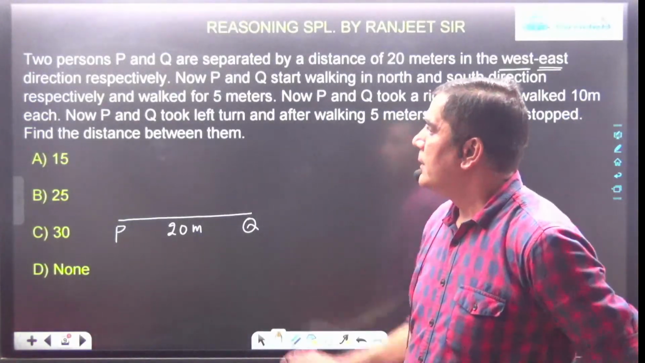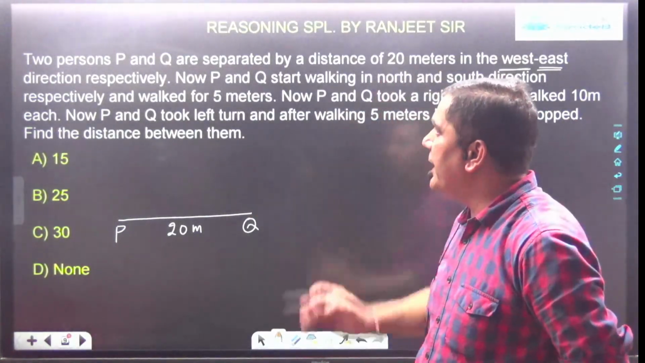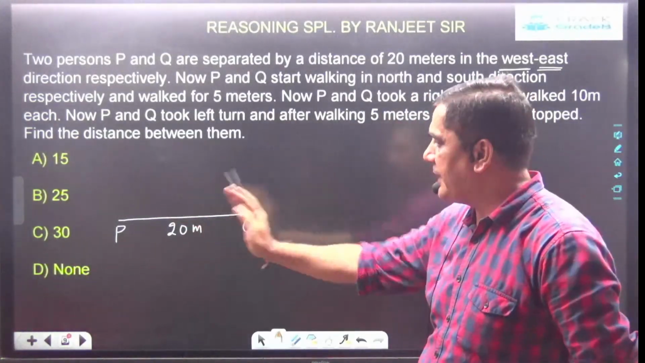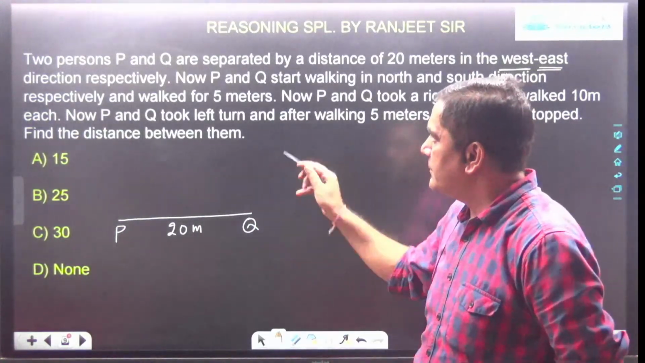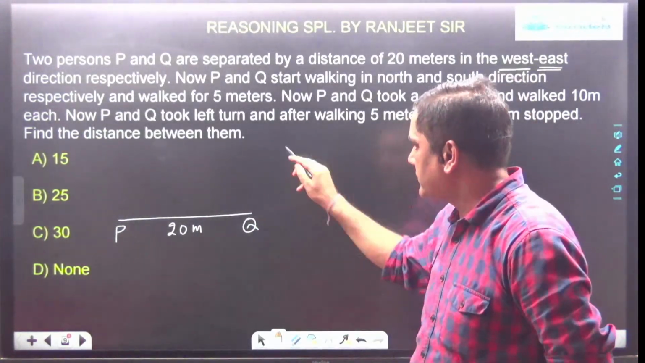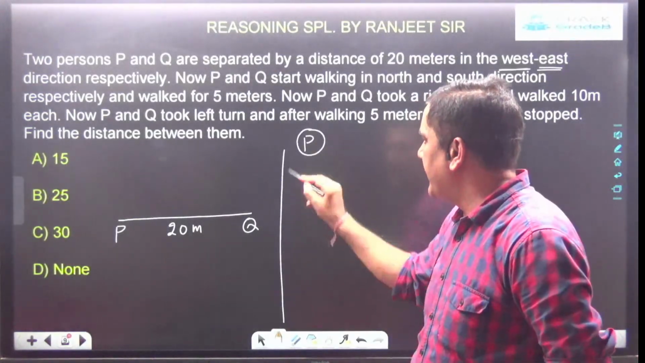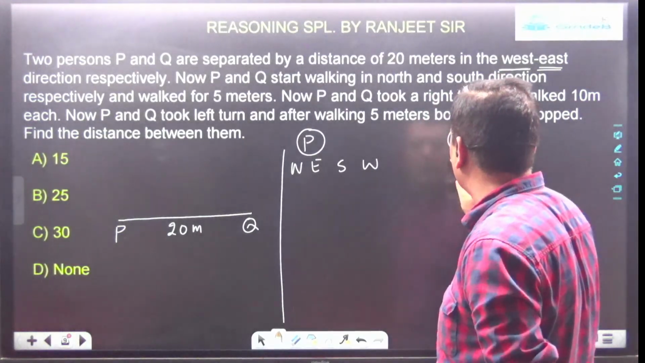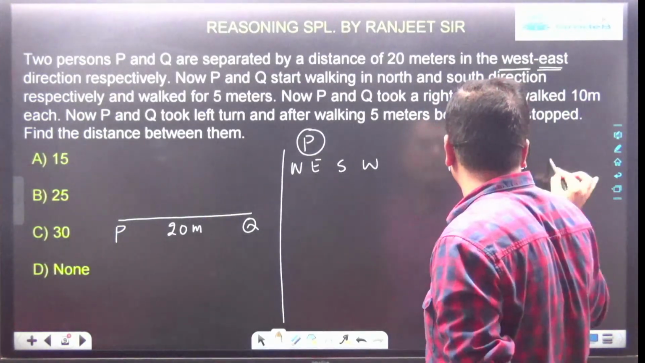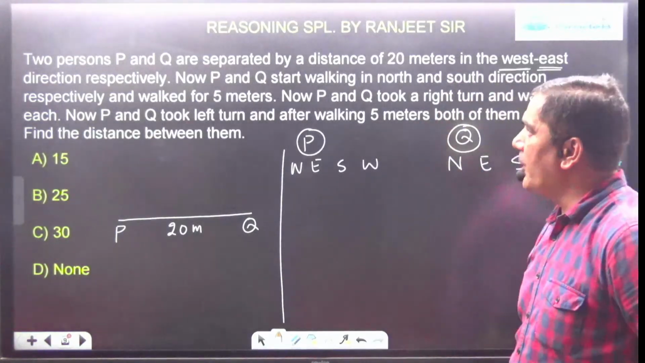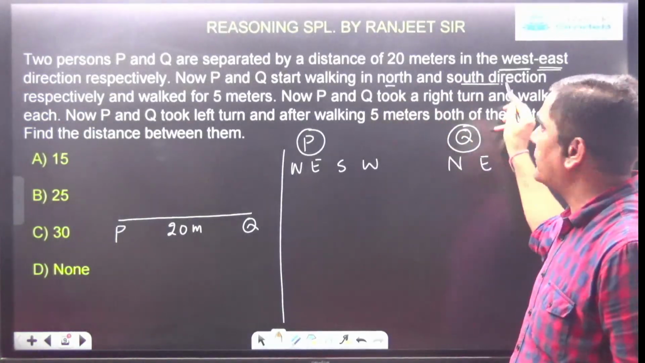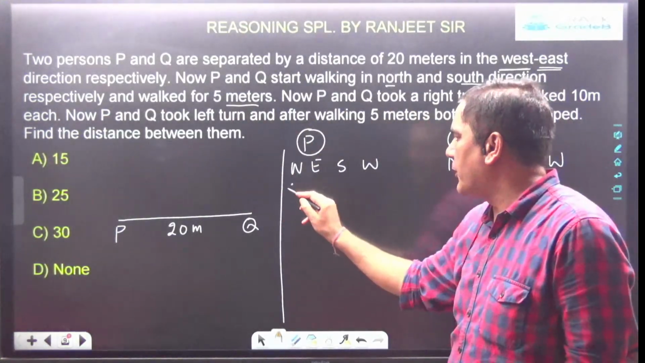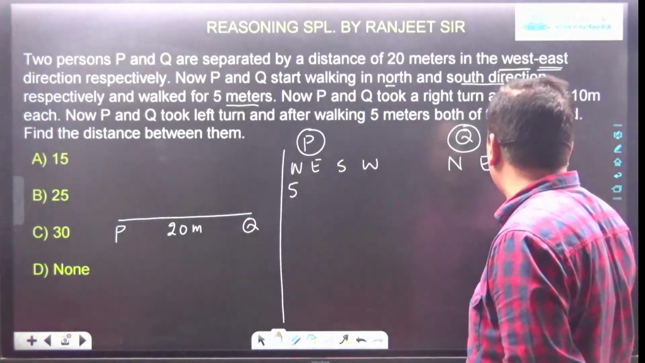So here they are saying two persons P and Q are separated by a distance of 20 meters on the west-east road. So P should be on the west and Q should be on the east. Now let's plot the NESW for P and for Q. Now P and Q start walking in north and south direction respectively and walk for 5 meters. Means P will go north for 5 and Q will move south for 5.